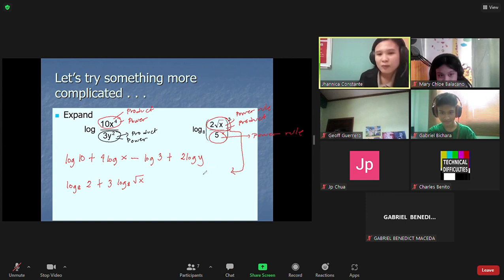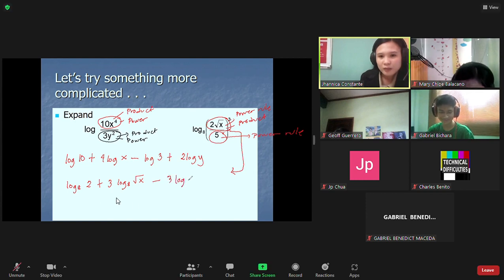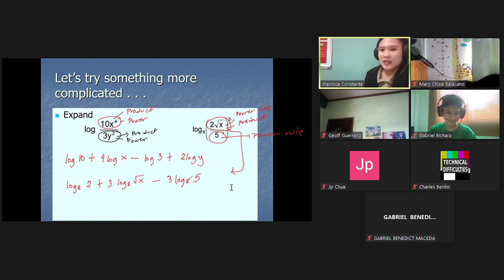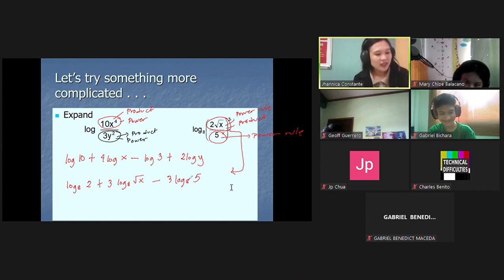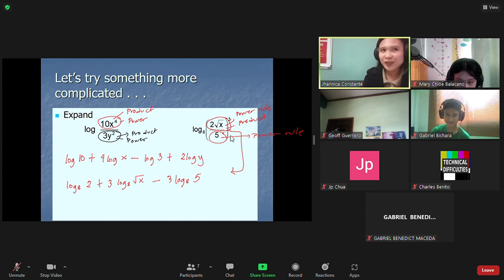So minus 3 logarithmic 8 5. So that is the expanded form of our logarithmic function 8 2 square root of x over 5 cubed. Let's try another example and expanding the function that we have.